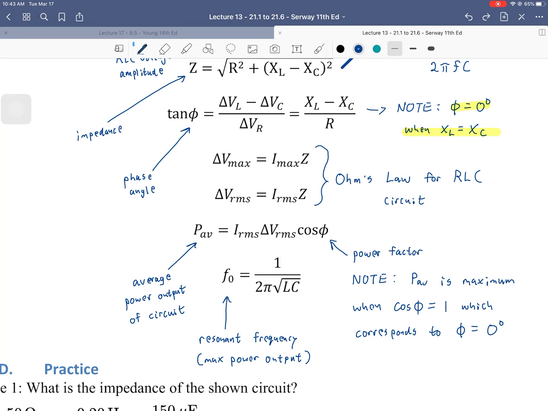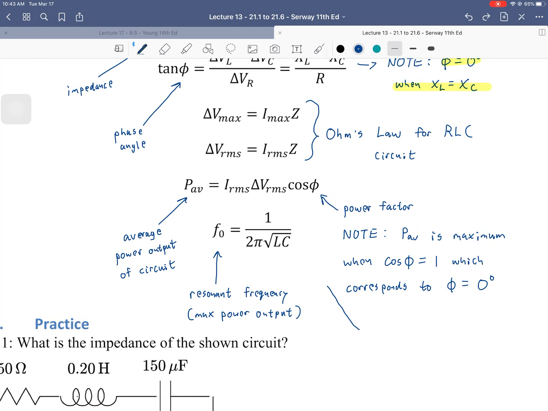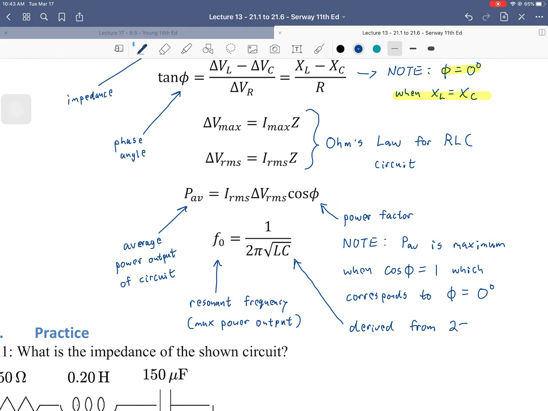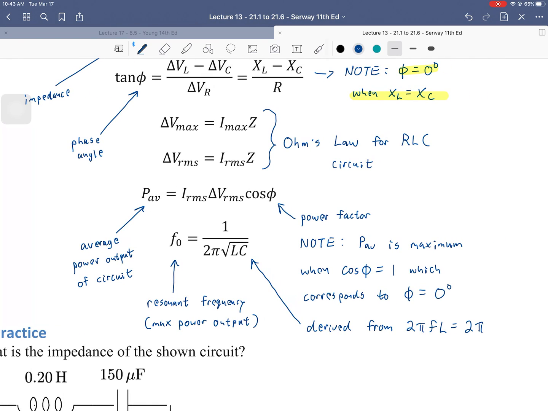Okay, and where does this expression come from? Where do we get this whole 1 over 2 pi times the square root of L times C? Well, it's from simply setting the two formulas for reactance equal to each other. So this is derived, and it's a simple calculation, from 2 pi FL equaling 1 over 2 pi FC, and then just solving for F.